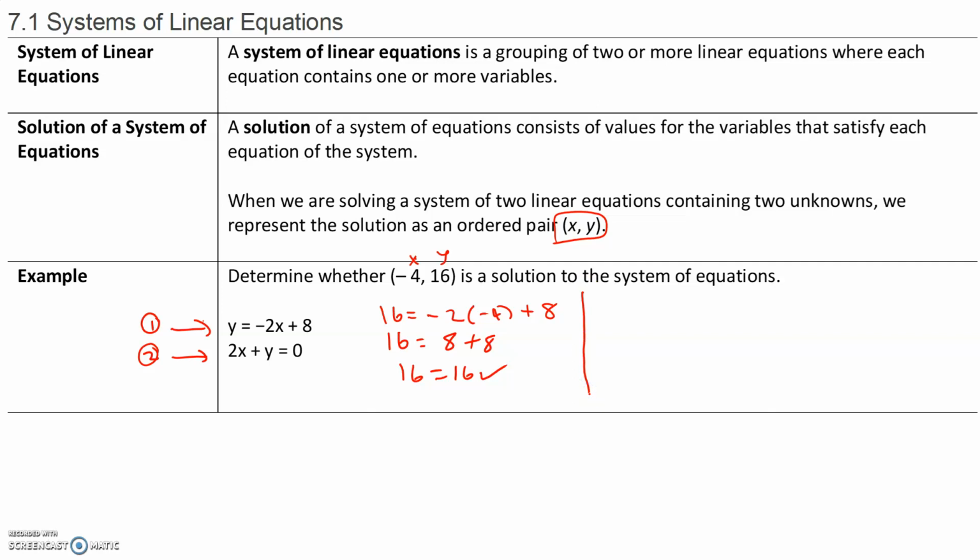But for the point to be a solution, it has to satisfy not just one, but both equations. So let's plug this into the second equation. We have 2 times x, which is -4, plus y, which is 16. We want to determine, is that equal to 0? So we got -8 plus 16. We want to check, is that equal to 0? Now -8 plus 16 is 8. 8 does not equal 0. Therefore, this point satisfies the first equation, but not the second, so this is not a solution.